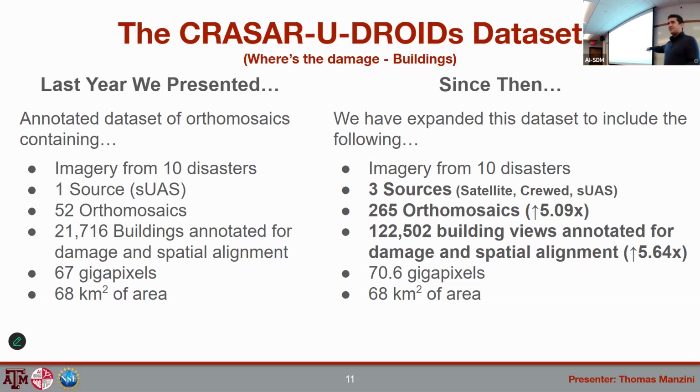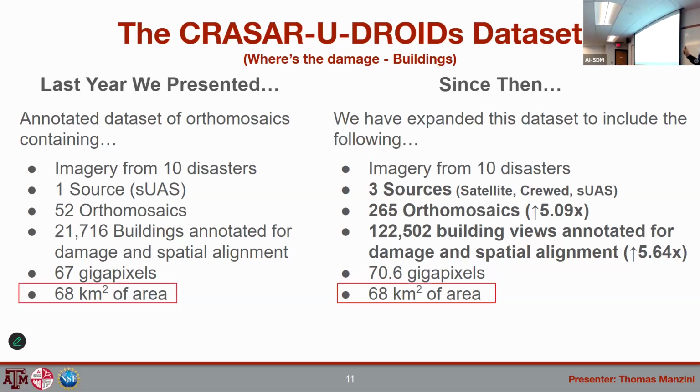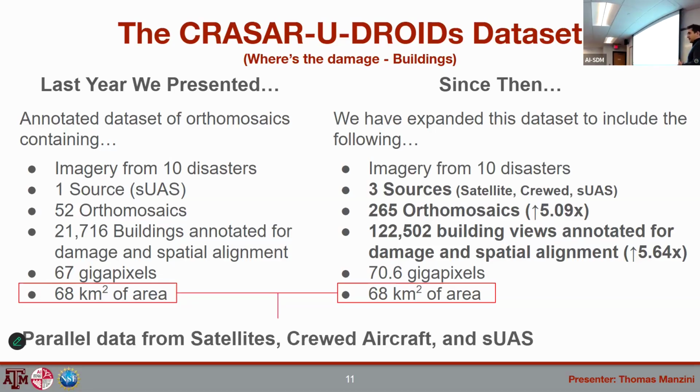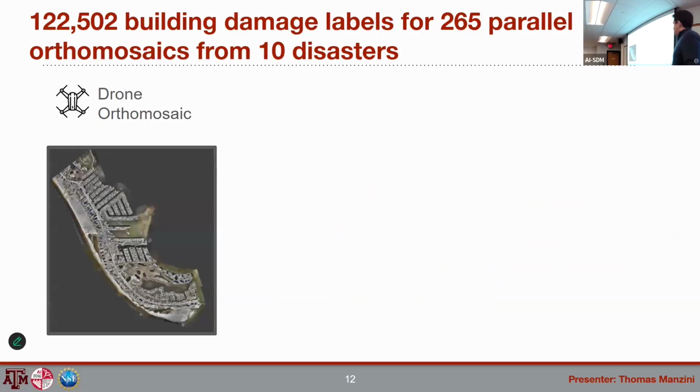70 gigapixels. You'll notice it doesn't go up very much because that drone imagery is super high resolution and makes up a huge portion of the dataset. Crewed imagery and satellite imagery are lower resolution. What you will notice, though, is that the area has not changed. That's because the area that was imaged is the same. So we can go to the same building captured from all of these different sources. It's parallel data from satellite, crewed aircraft, and also from drones. We've got the same building being imaged across all these different sensors.